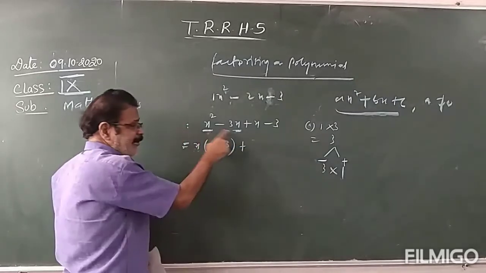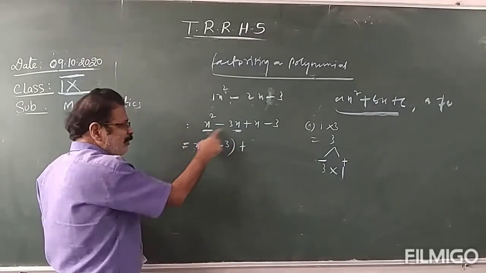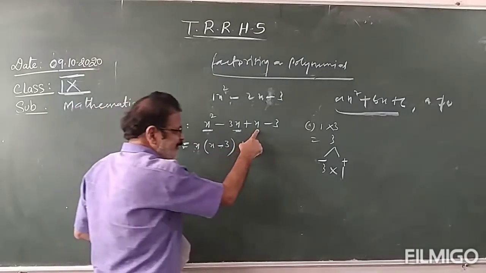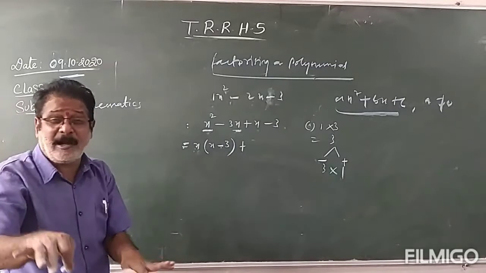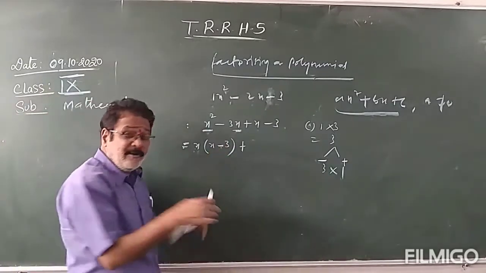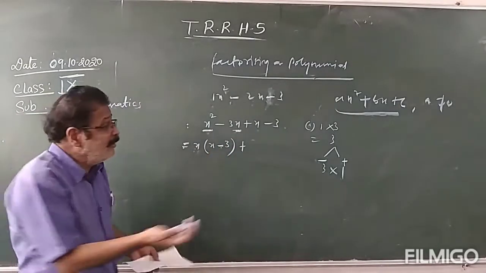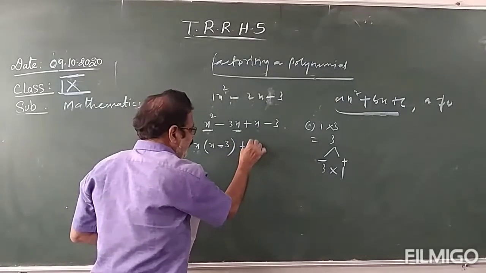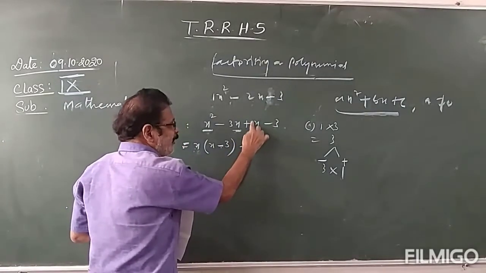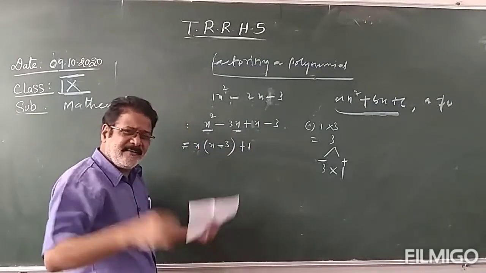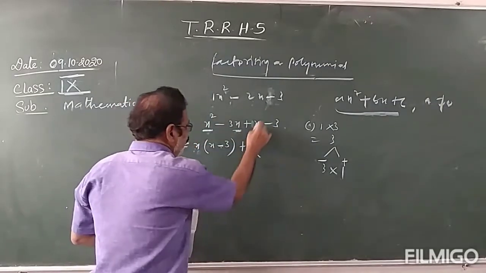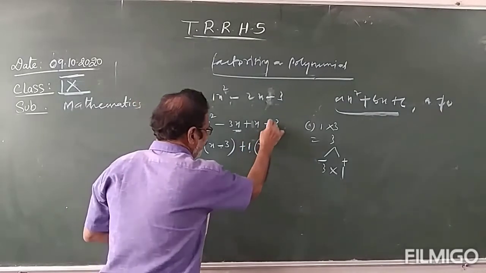You take the variable as common only if it is present in both terms. Here x is there, in the other there is no x, so you cannot take x common. Take the numerical coefficient common: here 1 and 3 are there. When you take 1 common, here x minus 1 remains.